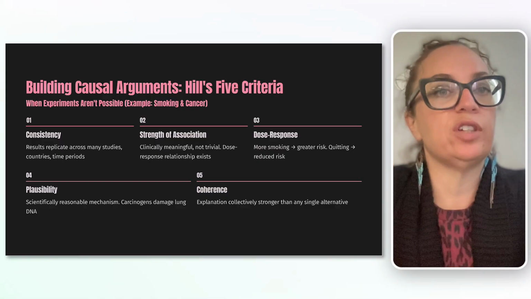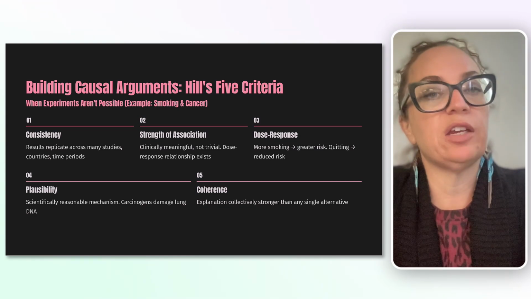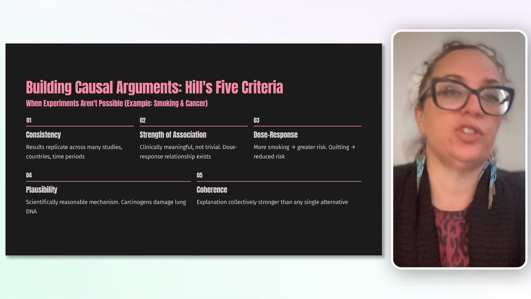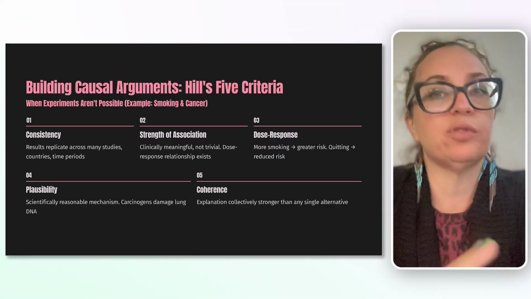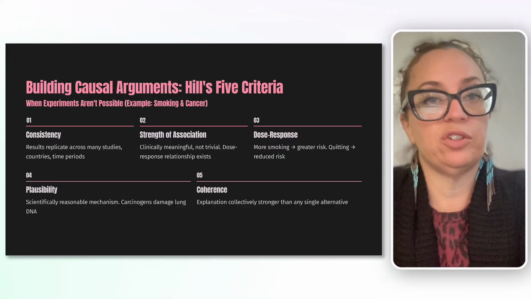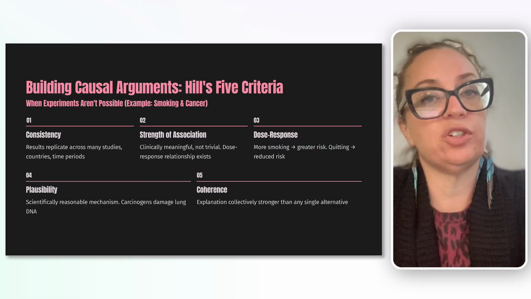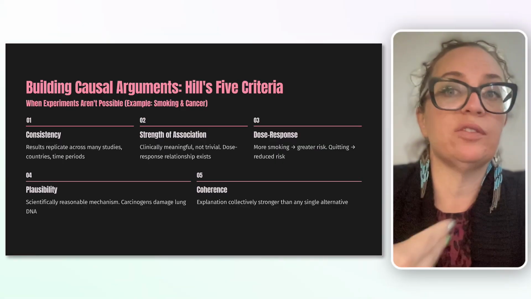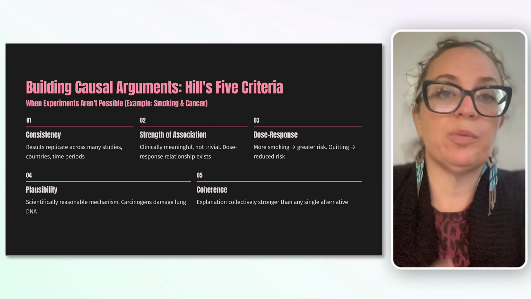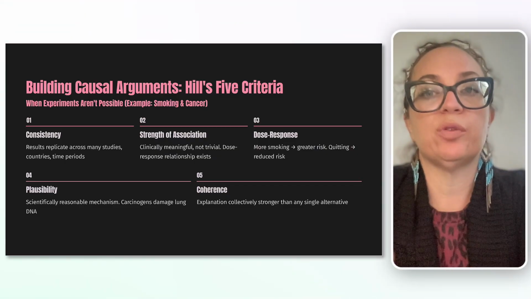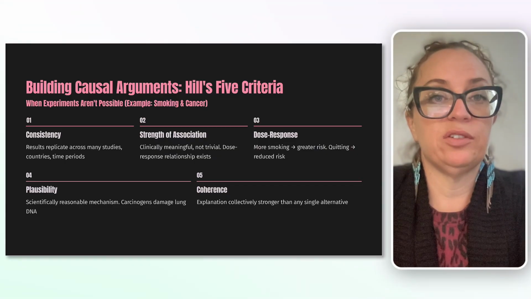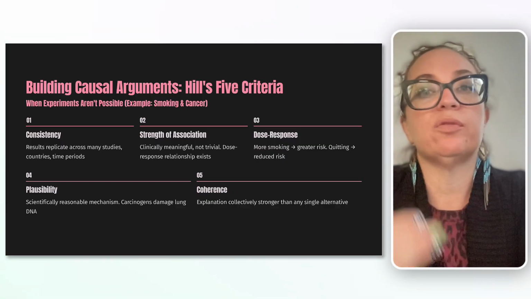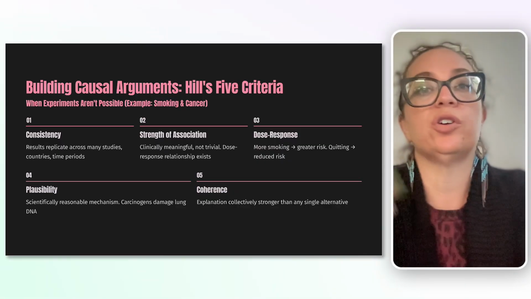So he said 1, consistency. Do results replicate across many studies? For smoking and cancer, yes. Dozens of large studies from different countries, different time periods, different research teams all show the same relationship. 2 is strength of association. Is the association clinically meaningful or is it trivial? For smoking, it's very strong. There's actually a dose-response relationship. The more you smoke, the greater your risk. That's powerful evidence.